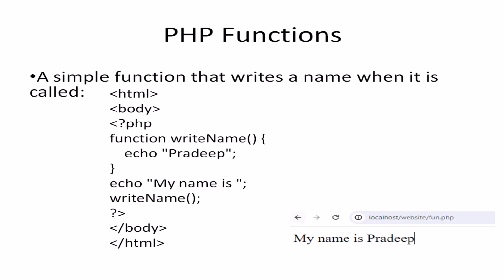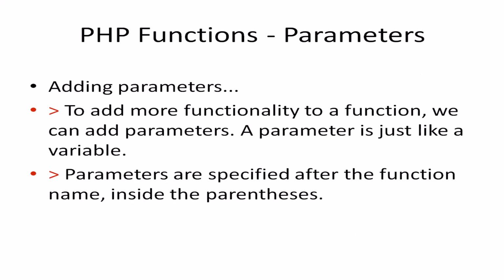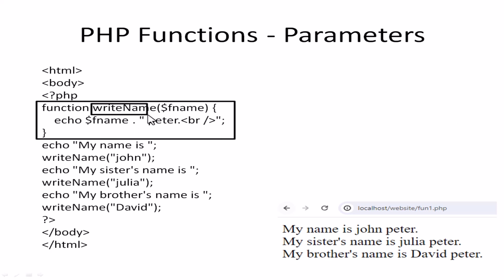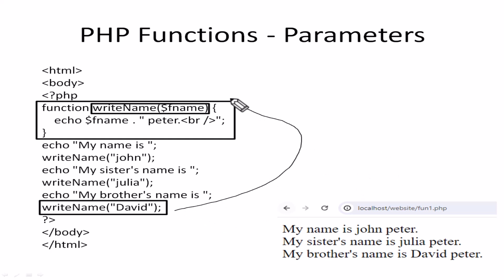So next, PHP function with parameter. Parameters are specified after the function name inside the parentheses. For example, the function name which we have created is writeName. So fname will be passed as a parameter whenever you are going to call the function. For example, writeName is the function name and you are going to call this function with David. Whenever David is sent as the parameter, the first name, then it is going to print the name David Peter.